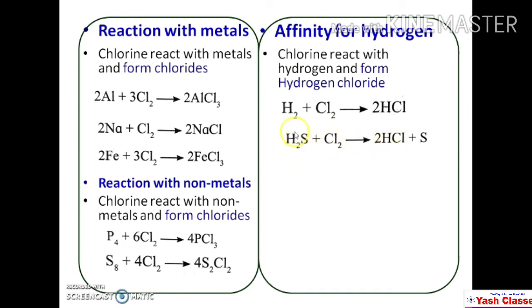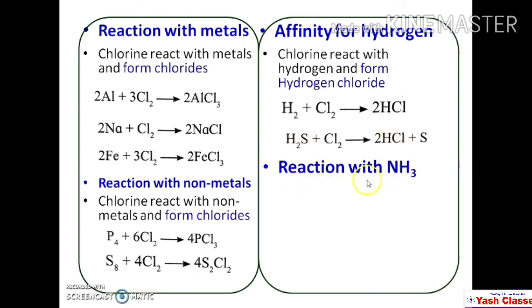So chlorine has an affinity towards hydrogen, it reacts with hydrogen and forms HCl, and there is an oxidation of sulfur. Here sulfur is in the -2 oxidation state, and elemental sulfur is in the 0 oxidation state. So there is an increase in oxidation number and therefore an oxidation of H2S into sulfur. The important thing here is that chlorine has an affinity towards hydrogen. It combines with hydrogen and forms HCl.